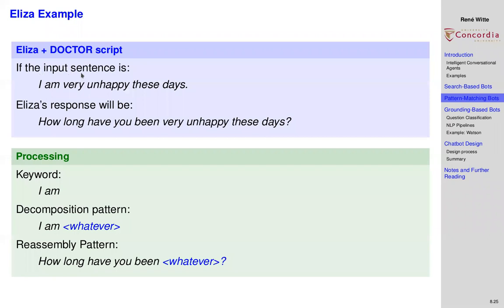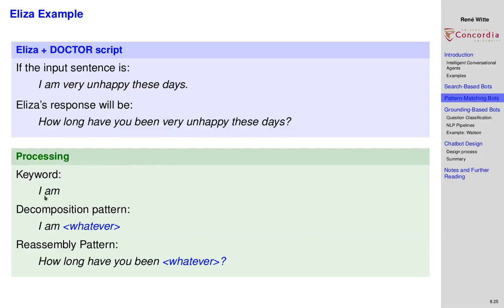So the user could type in something like, "I am very unhappy these days." And then you get a response that reuses some of the words from the question: "How long have you been very unhappy these days?" And I told you how it works.